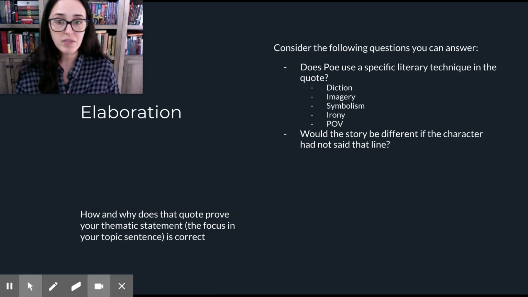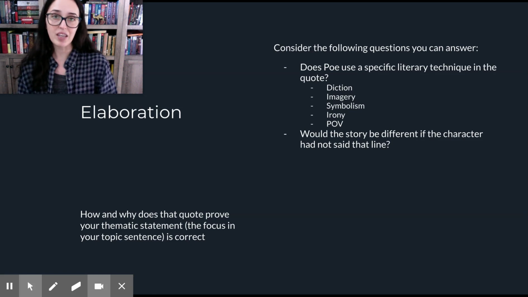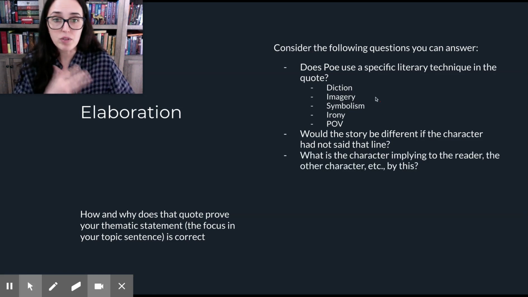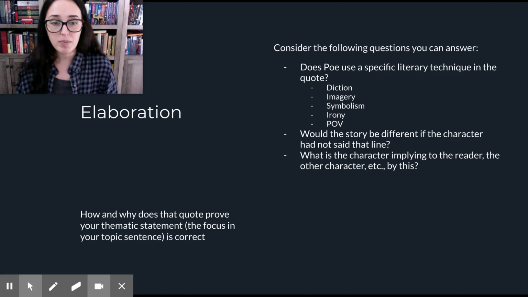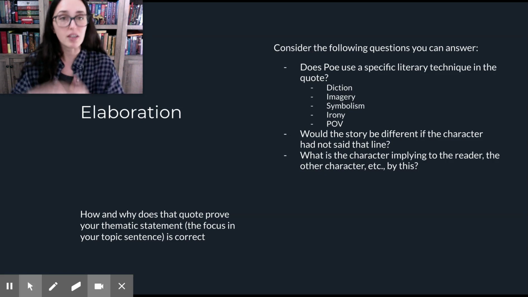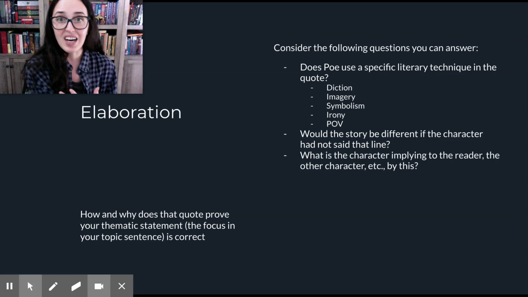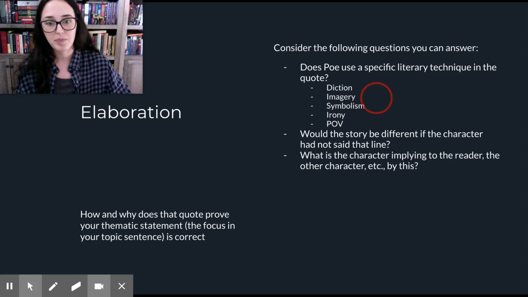Consider, would the story be different if the character had not said that line, right? Why is that line significant? Why is that line significant to prove your point? What is the character implying to the reader? The other character, etc. By saying this, right? What are the implications of this action, this costume, this setting, or this line, or this piece of dialogue?